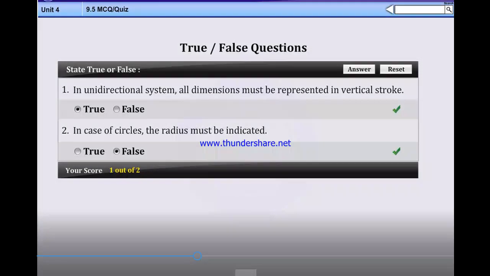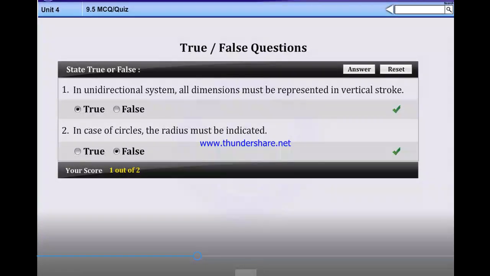Why? Because all dimensions should be represented in vertical stroke letters, as in the earlier example. Because that 5 is an indication of horizontal representation, but it is not a correct way of dimension practice. That's why it will be represented in vertical stroke letters.